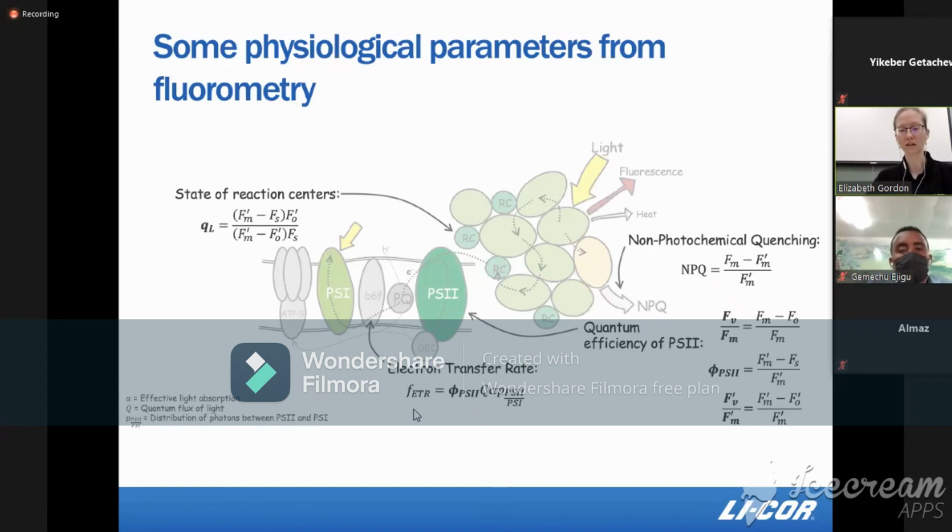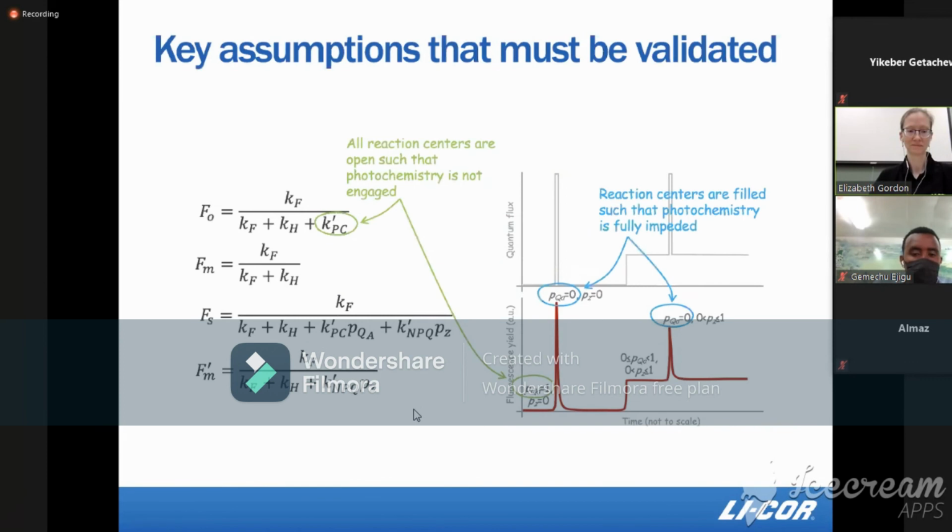Most of these parameters are ratios, as you can see, and they are dividing this by this minus that. And the other thing to keep in mind is that there are a few constants in here, which we will talk about a little bit later. We'll talk about how the constants can affect things.